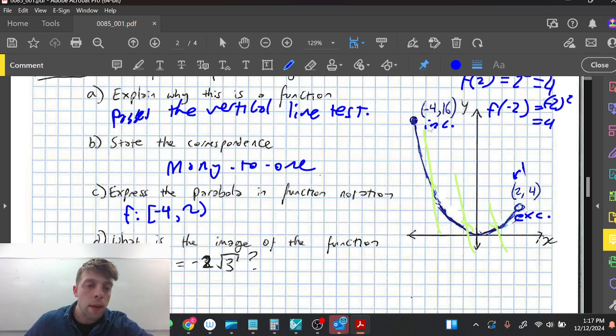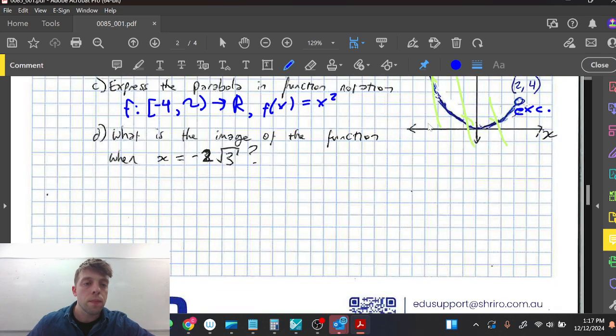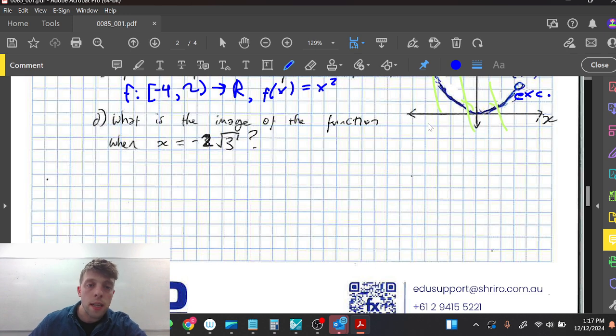So that's our domain. We're going to accept just real output values, so our codomain is R, and then we're going to write f of x is equal to x squared. So that's the rule for the function: domain, codomain, and f of x. Cool. Last question. This question says, what is the image of the function when x is equal to -2√3?